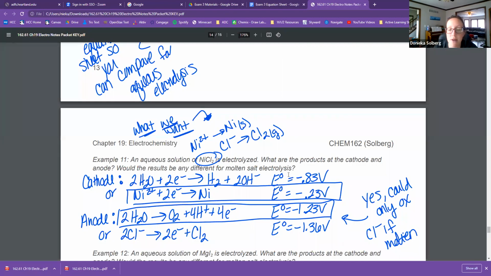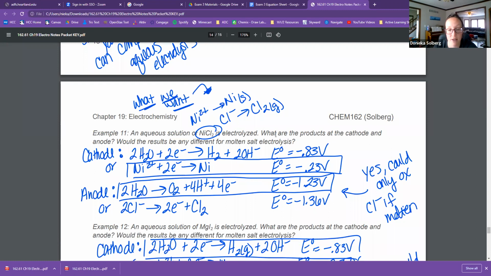Okay, so then I compare these values. I'm like, oh, this is actually more positive or more spontaneous than water. So I could do the nickel part. However, chloride is not going to work for the same reasons that we did speaking above. So the answer to the question is, then what are the products at the cathode and anode? So if I'm doing it as aqueous, then the products at the cathode would be nickel solid, and the products at the anode would be oxygen gas and 4H⁺, essentially. You don't have to list the electrons. Okay, so these are the reactions that would actually happen.